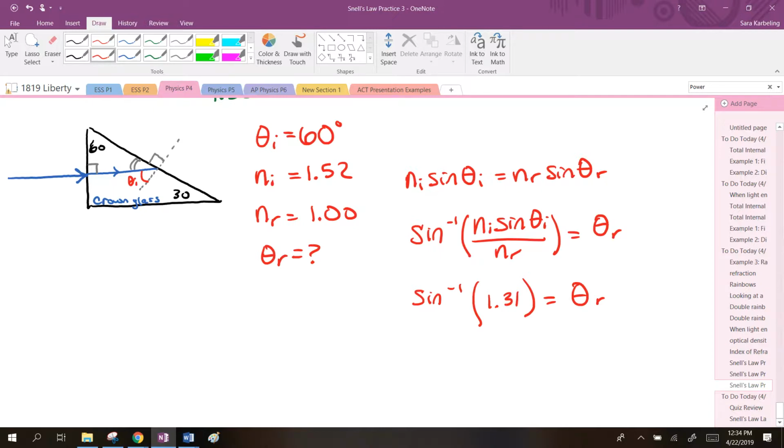What's wrong? Did you get a number? I'm not trying to make you feel bad, but I do want to point out, I'm guessing perhaps that the problem was that you switched these two, NI and NR. So NI should be 1.52 and NR should be 1. So maybe when you plugged it in, you switched those, that's a possibility, or you didn't put the right theta in. This does not work, does it? What is going on?